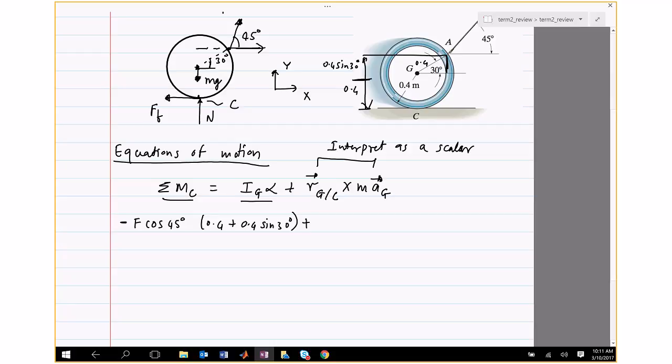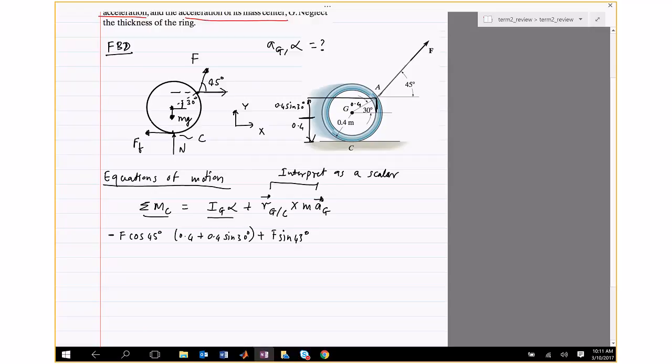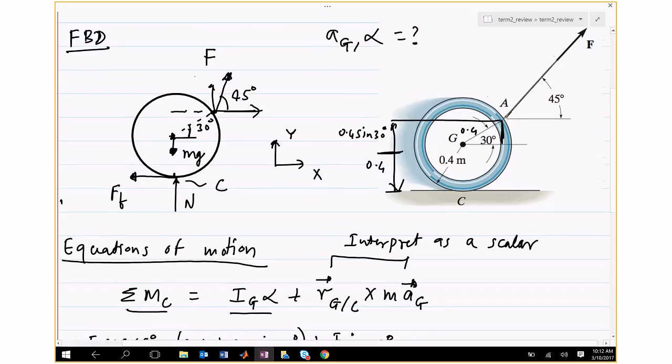Plus F sine of 45 degrees. So F sine of 45 is acting in the vertical direction. Okay, so in this case, I'm interested in the horizontal distance, this distance. So what's this distance? 0.4 cosine of 30 degrees. So it's this distance, which is 0.4 cosine of 30.